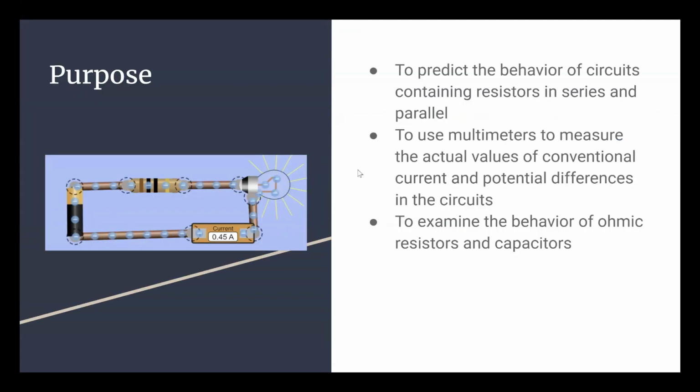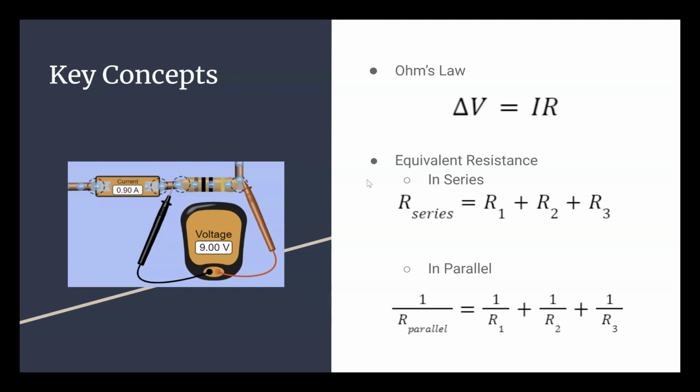The main goal of this lab was to predict circuit behavior and to learn how to measure current and voltage using multimeters. So, key concepts. Ohm's law states that the voltage across a circuit element is equal to the current multiplied by the resistance of that element. The total resistance of a circuit depends on how resistors are connected to each other.